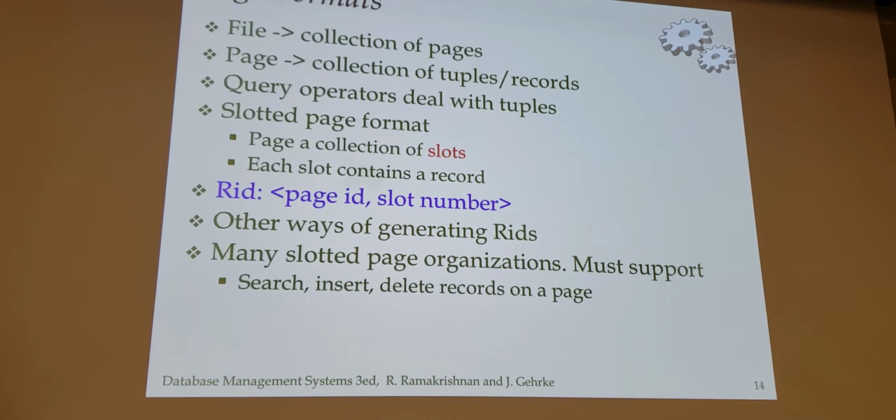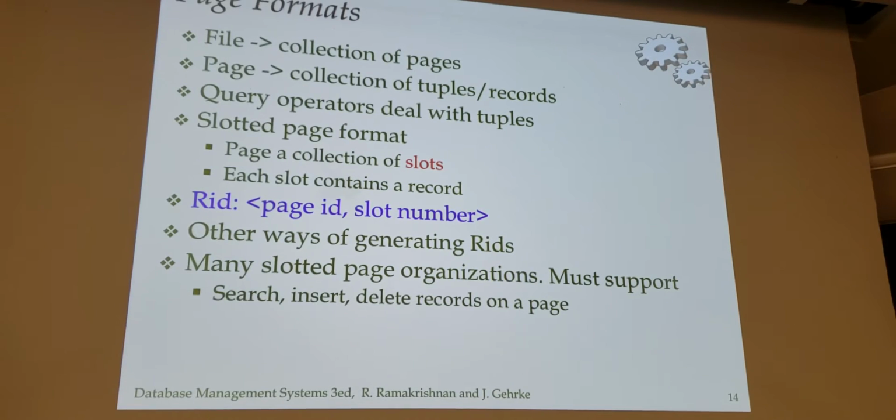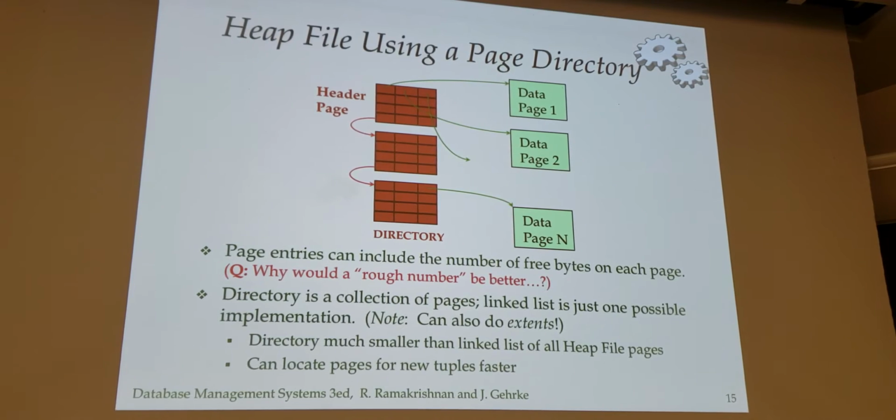The property that you want is a way of finding the record that's going to work even when the record gets moved around. Because otherwise your indexes and stuff having to do with concurrency control and recovery could end up getting messed up. And you need to find all the records: search, insert, delete, etc.